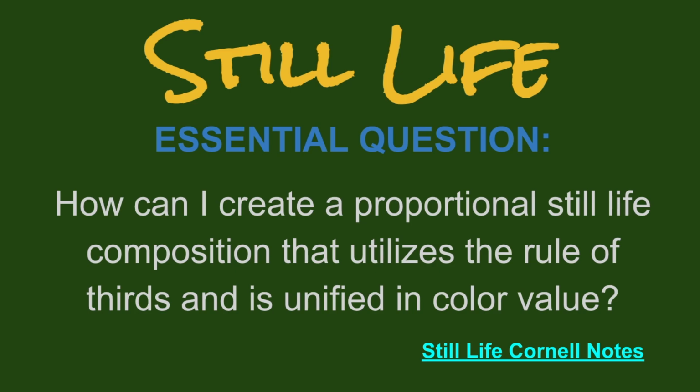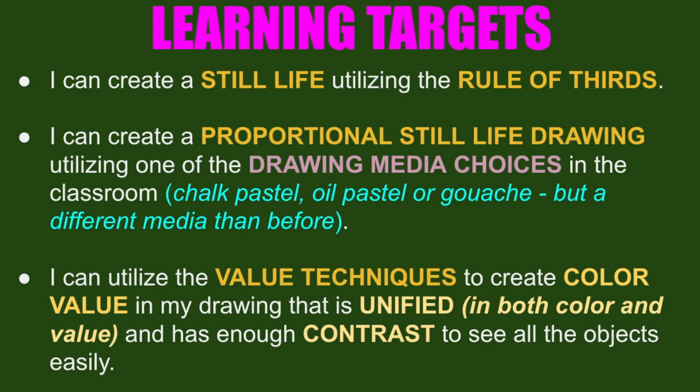Again, we always suggest to take some notes on whatever we're talking about so that you can refer to those later and use them on any quizzes that we might have in class. The learning targets for this unit are: I can create a still life utilizing the rule of thirds. I can create a proportional still life drawing utilizing one of the drawing media choices in the classroom. Those are chalk pastel, oil pastel, or gouache, but you should use a different media than you've used before.